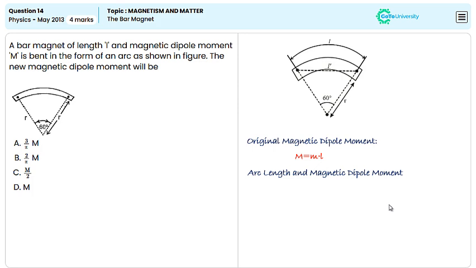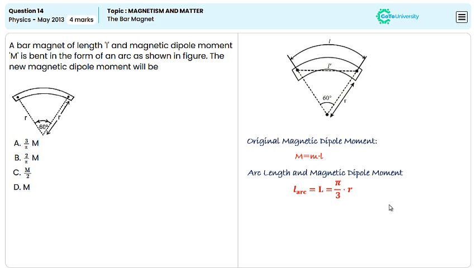For a 60-degree arc, the arc length L arc is proportional to the central angle, making the effective length of the magnet along the arc. So we get L arc is equal to pi by 3 r, where r is the radius of the arc. The magnetic dipole moment of the arc will be proportional to this new effective length.